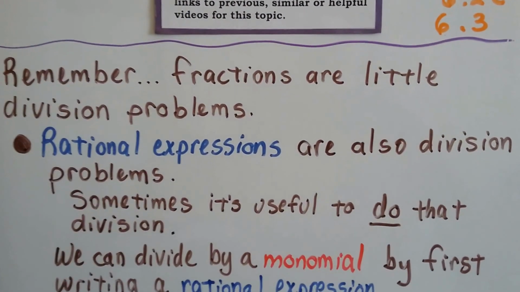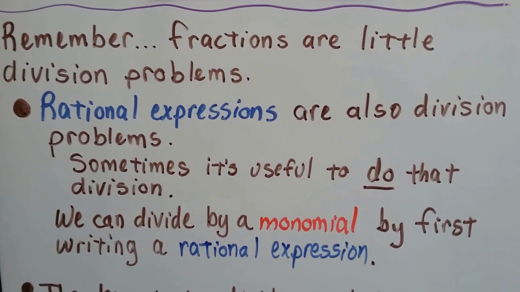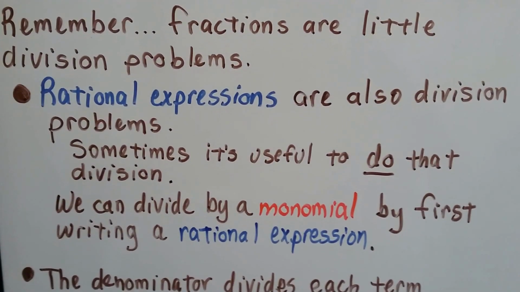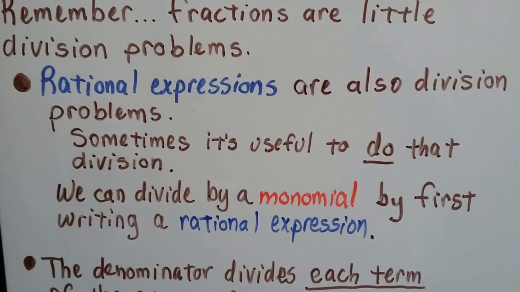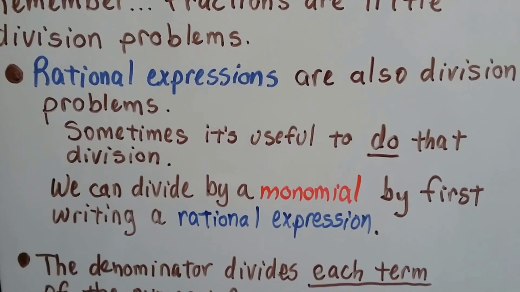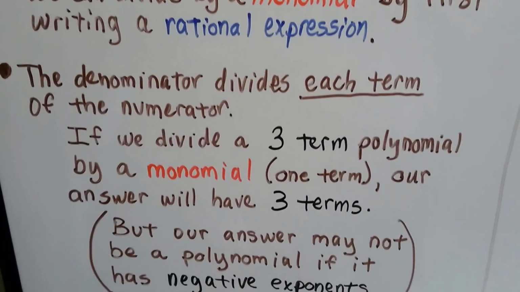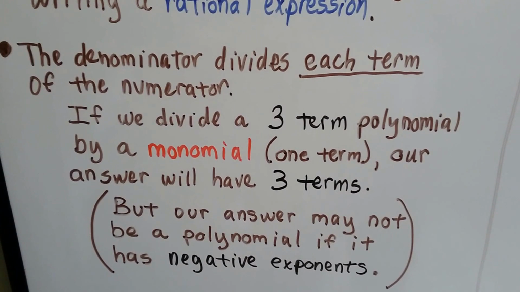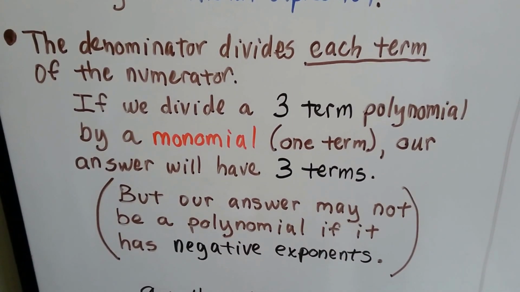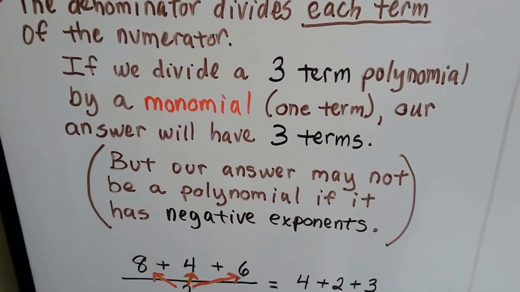Remember, fractions are little division problems. Well, I've been saying that from every grade school playlist. Rational expressions are also division problems, and sometimes it's useful to do that division. We can divide a monomial by first writing a rational expression. The denominator divides each term of the numerator. If we divide a 3-term polynomial by a monomial, that's one term, our answer will have 3 terms. But our answer may not be a polynomial if it has negative exponents.